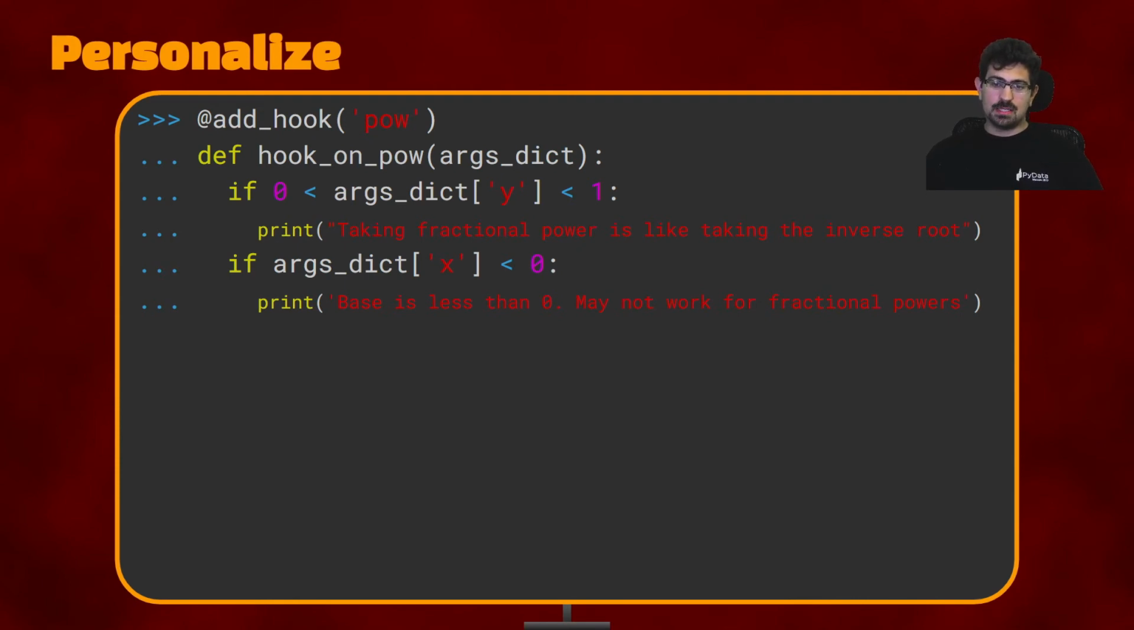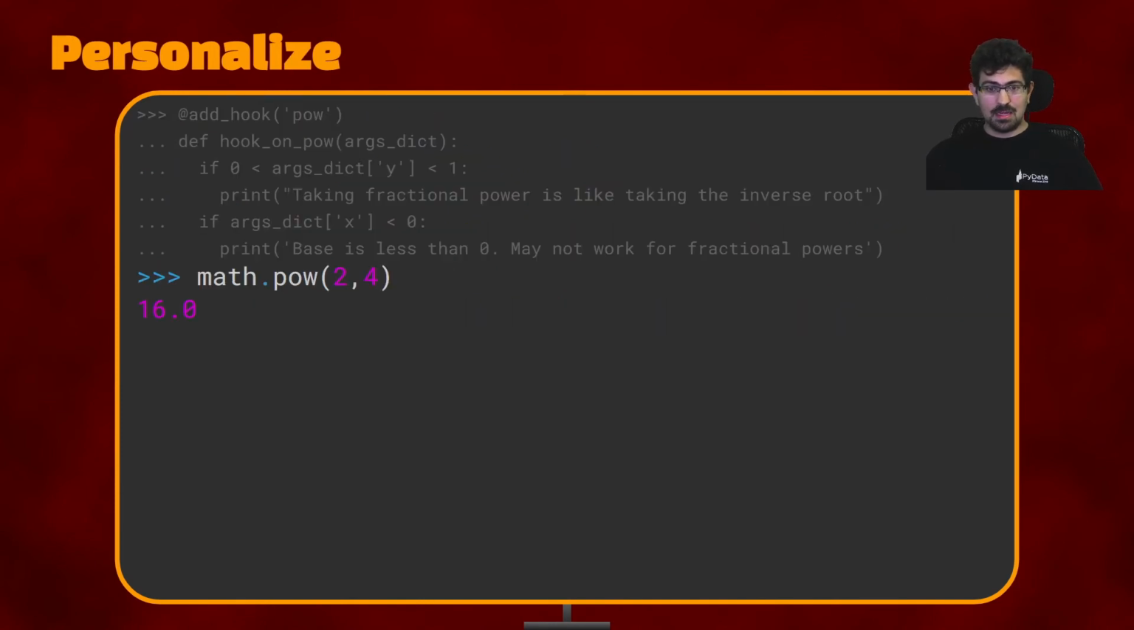And also we can say that if x, the base of the power, is less than 0, we can say base is less than 0, it may not work on fractional powers, right? Because the square root of, let's say, -4 does not exist. It's not defined mathematically. Let's see what happens.